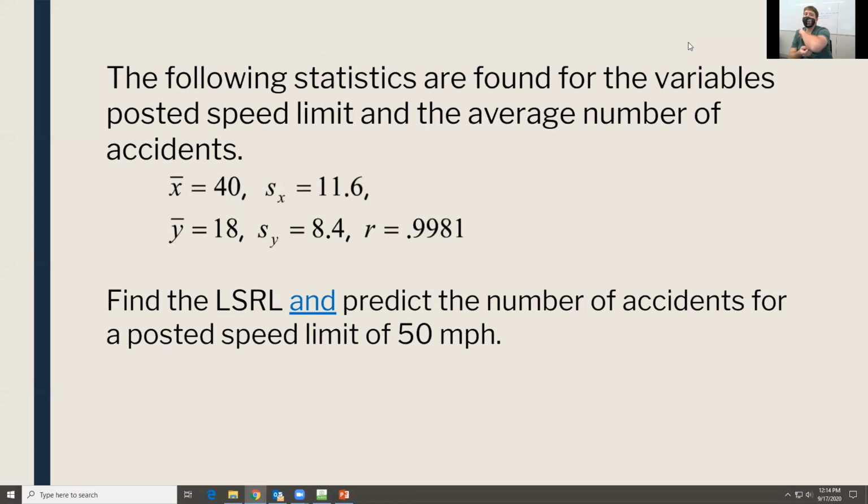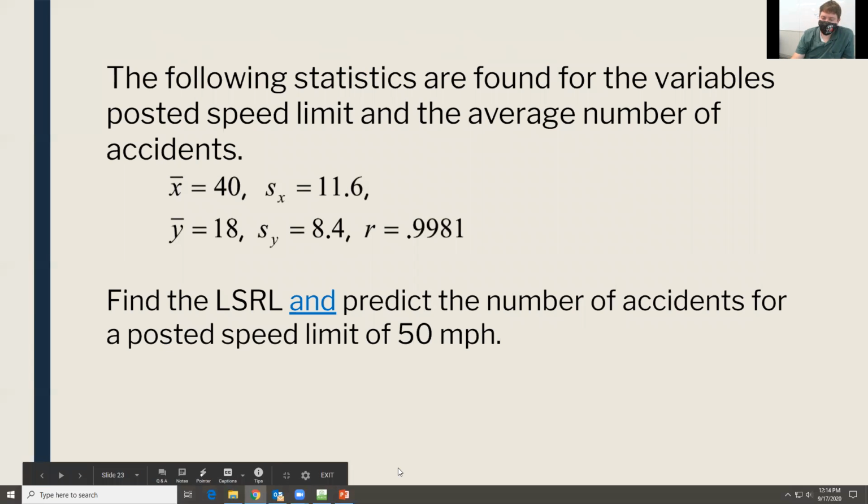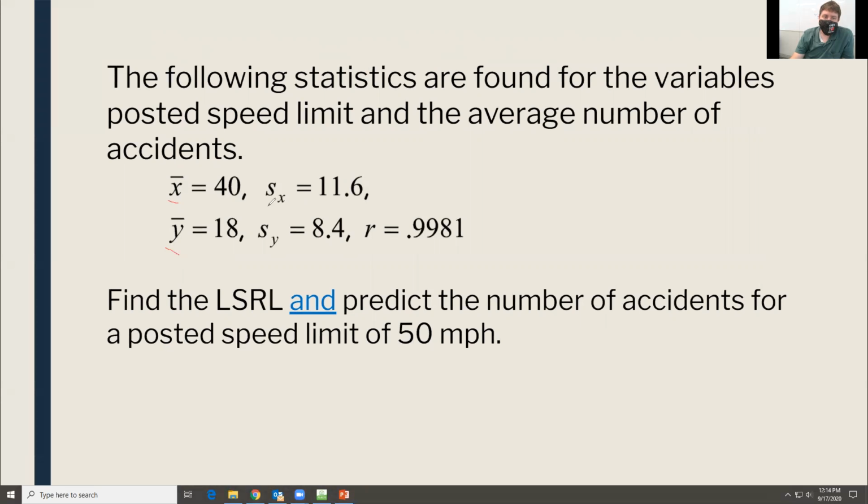So let's practice using those equations. The following statistics are found for the variables posted speed limit and the average number of accidents. All right. So this is an intersection, street, whatever. And we're not given a list of data like before. Instead, we're now given the average for X, the average for Y, the standard deviation for X, the standard deviation for Y, and the correlation coefficient. So we want to find the equation and predict the number of accidents for the posted speed limit of 50 miles per hour.